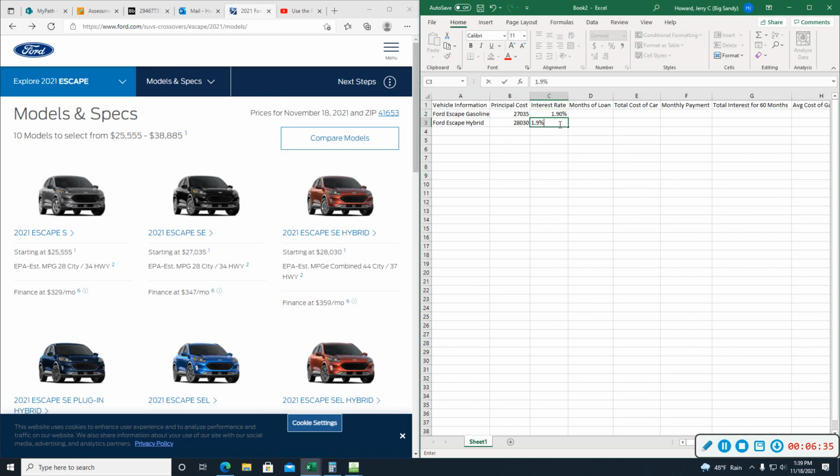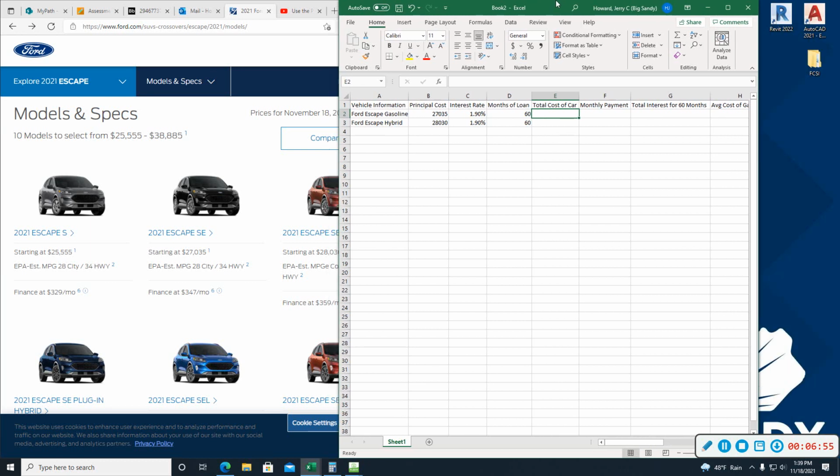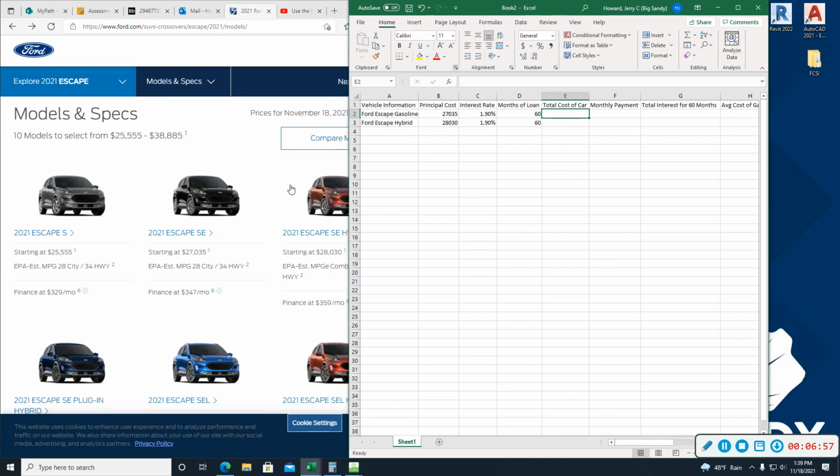1.9, and I'll put 1.9, and in the vehicles you look at, one might be 0, the other one might be 5%. I want you to put whatever it is on the two vehicles you're looking at, but one has to be a hybrid and one's a gasoline. The monthly loans are 60 and 60, and the total cost of the car, alright, we're going to get to that. So we've got everything taken care of here but the miles per gallon.